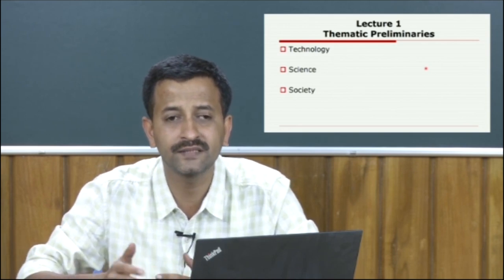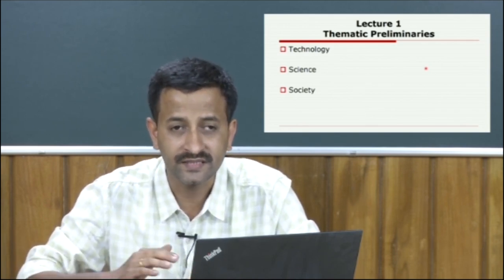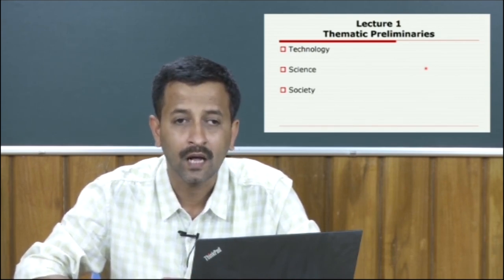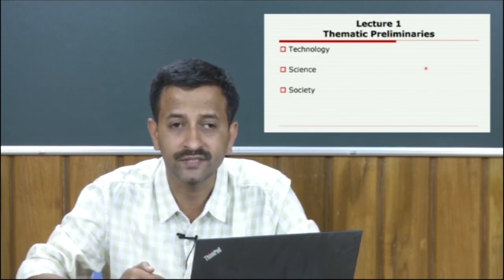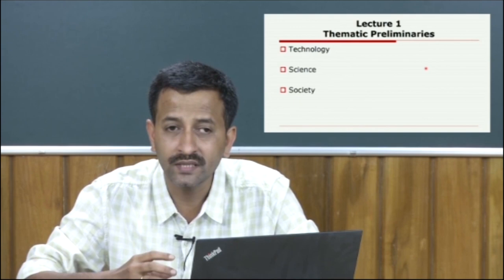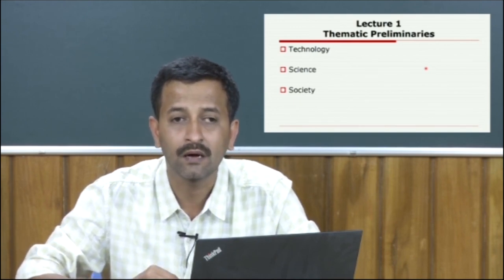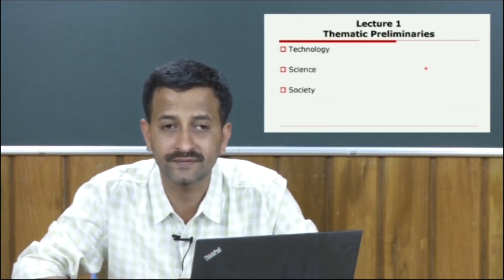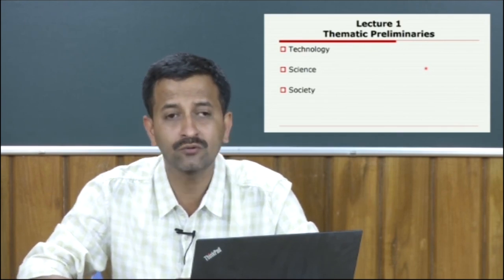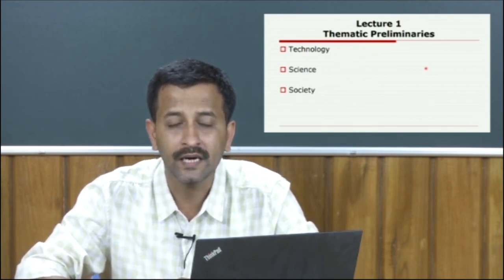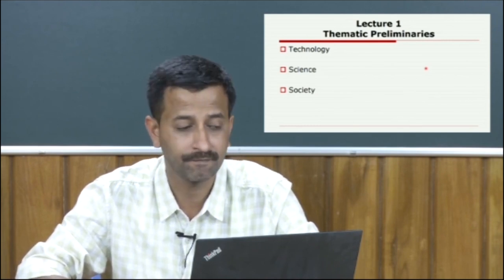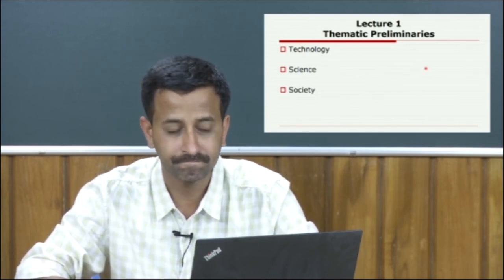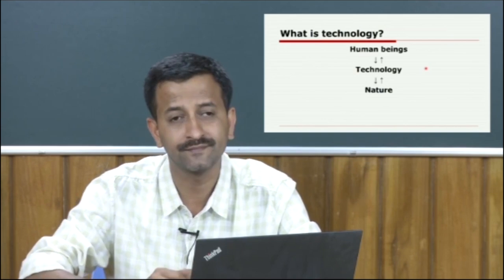We can give numerous examples, but for the time being, what we want to look at is how technology, what are the contours of technology, how a technology has evolved, what are the theoretical predicaments of technology. Similarly, we will also look at science and its intellectual and political contours and the relationship of technology and science with society. Okay. Then what is a technology?